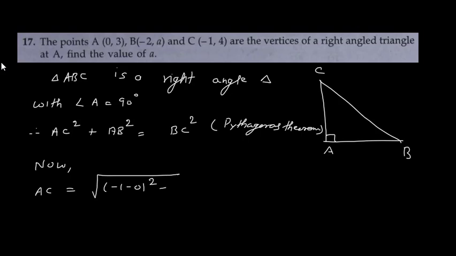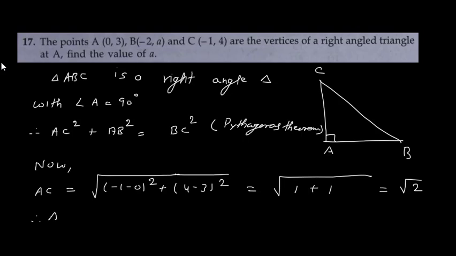minus 1 minus 0 the whole square plus 4 minus 3 the whole square, which is equal to, here it is minus 1 minus 0, it is minus 1 only, and the square of minus 1 is plus 1. 4 minus 3 is again 1, the square of 1 is 1. So this is root 2. Therefore AC square, if you say, is 2.